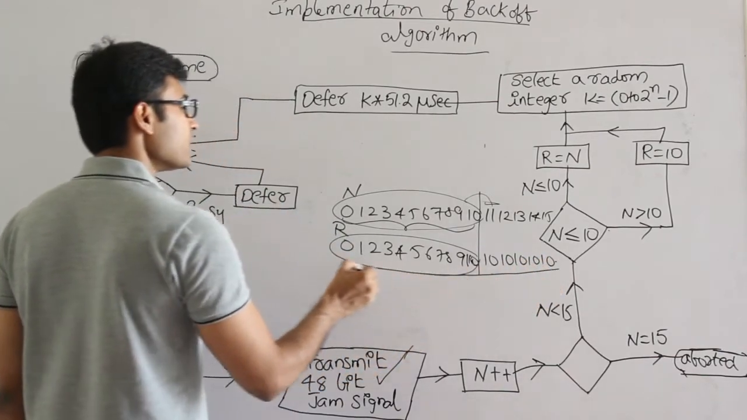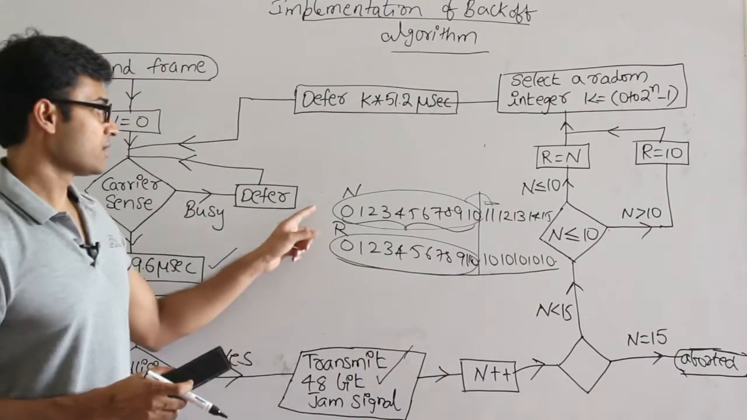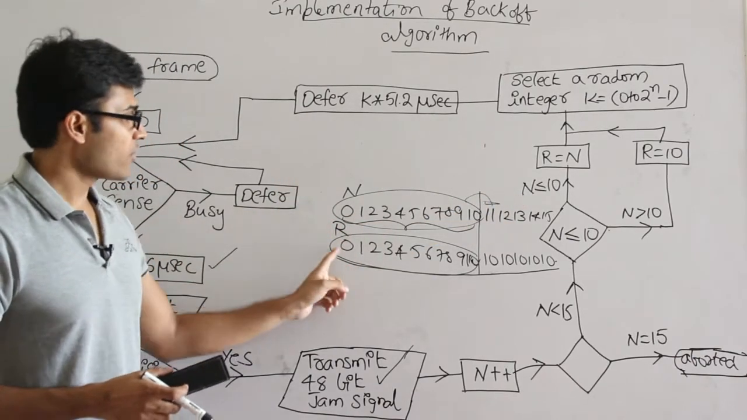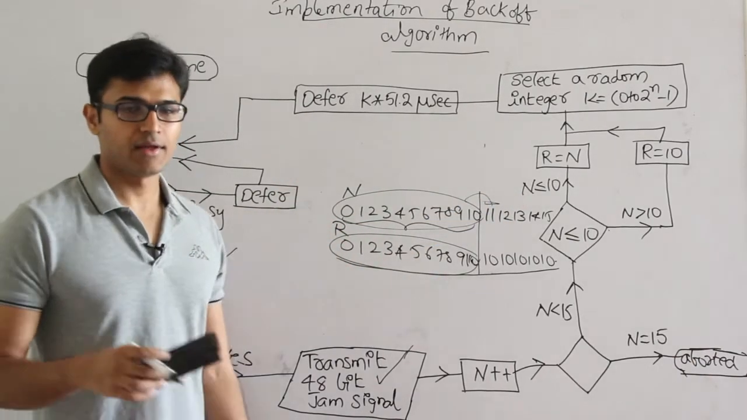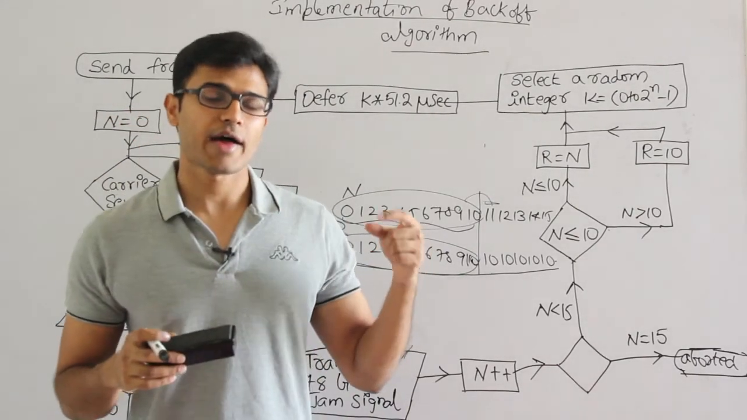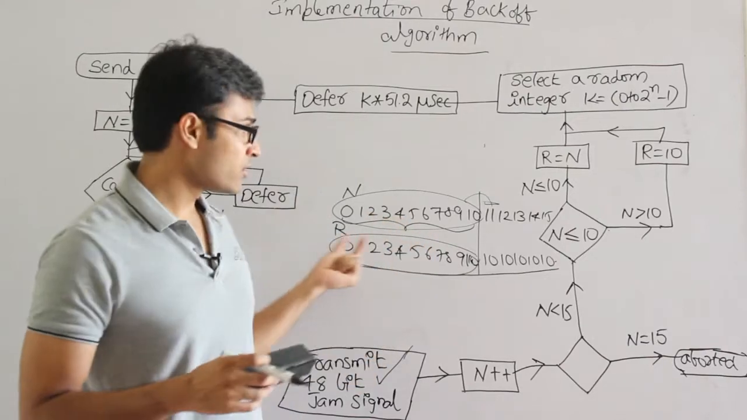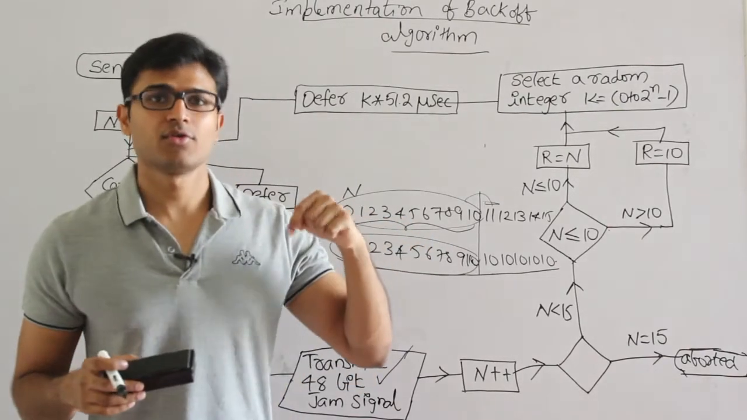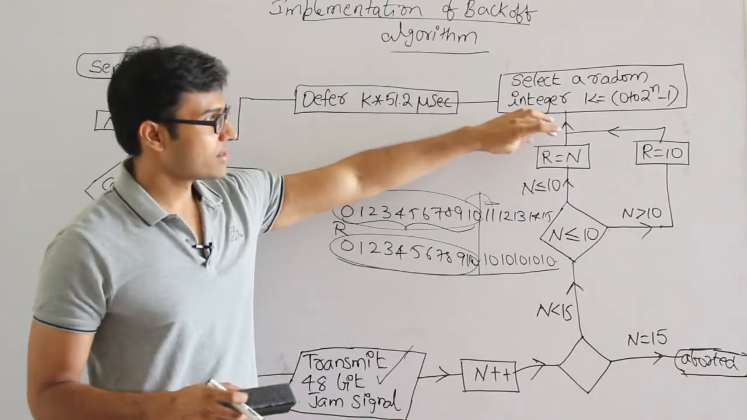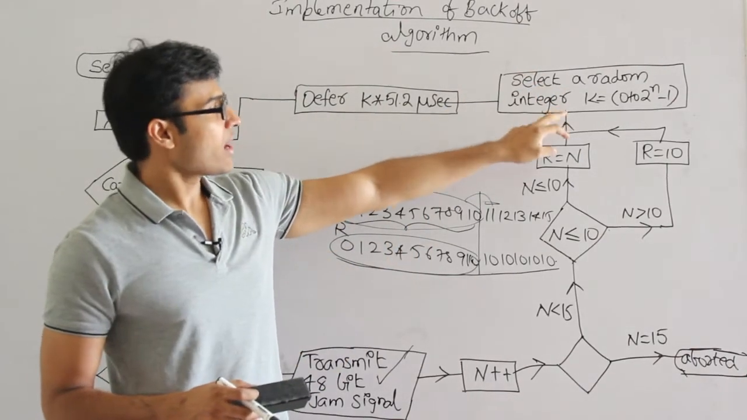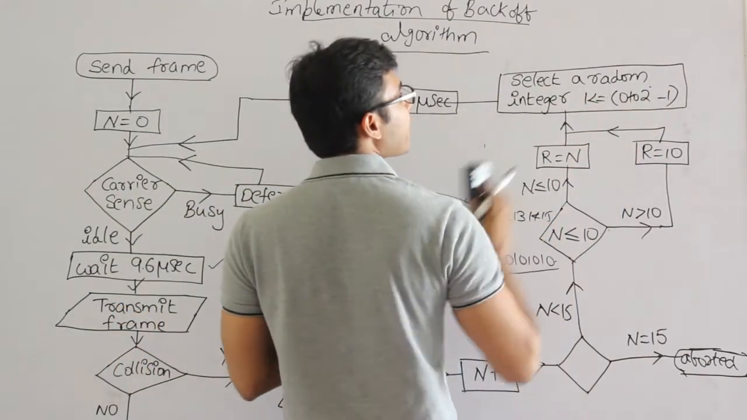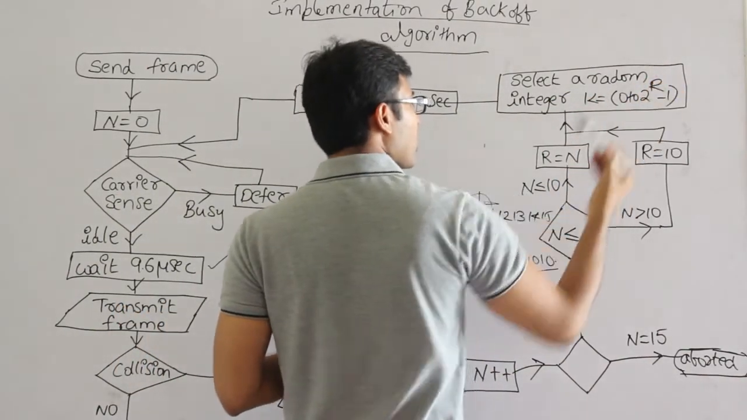So what does this mean? Whatever your collision number is from 0 to 15, you are going to set a variable r from 0 to 10 only, right? Even though the collision number is greater than 10, you are never going to have r more than 10. Why is this r used? I'll tell you. Now after setting this r, then we are selecting a random number from 0 to 2 power r minus 1.